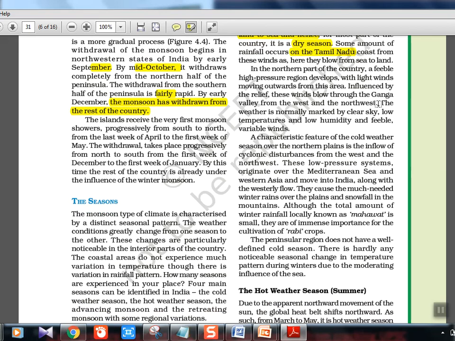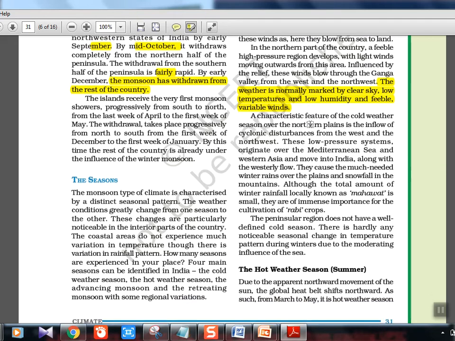Some features: the weather is normally marked by clear sky, low temperature, low humidity, feeble variable winds. Okay, in case UPSC want to make it difficult for you, they'll put statements like this and confuse you. Clear sky, low temperatures, low humidity, feeble variable winds. This is all cold climate or winter.